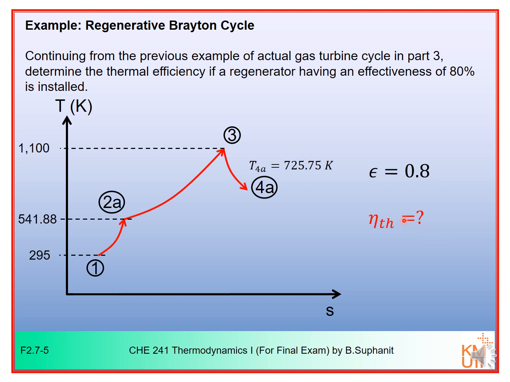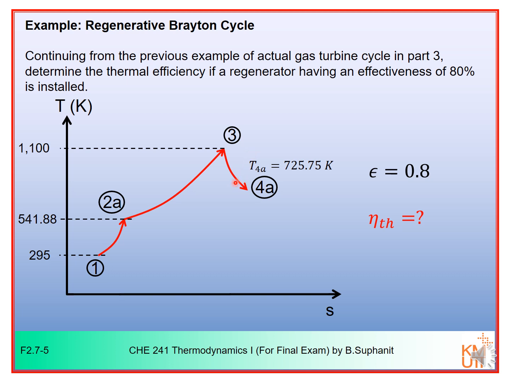Let's move on to the example of regenerative Brayton cycle. We'll continue from the previous example of the actual gas turbine cycle. Here, we add a regenerator with the effectiveness of 80%. What would happen to the thermal efficiency when compared to the actual gas turbine cycle in the previous example? Now, let's draw a TS diagram first to get a better understanding of the overall process and to identify the information we have and what we want to determine.